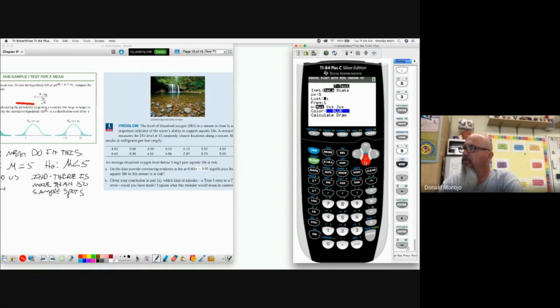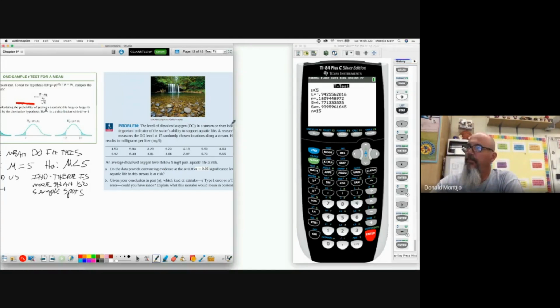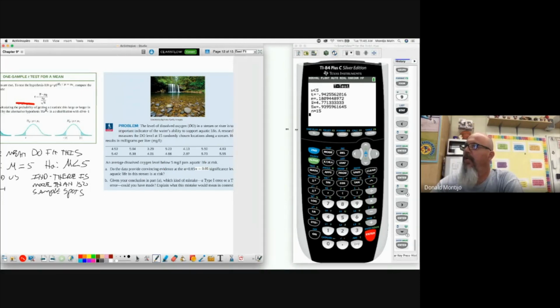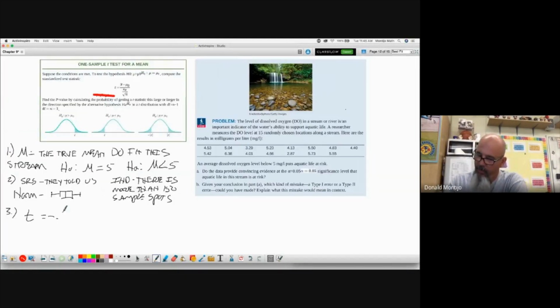Where did you put the data? List 1. Never, ever, ever mess with frequency. Okay. The alternative, oh, I want to test less than. Calculate. I have a t-test statistic of negative 0.94 and a p-value of 0.18. Since the p-value is greater than the alpha level, I fail to reject.